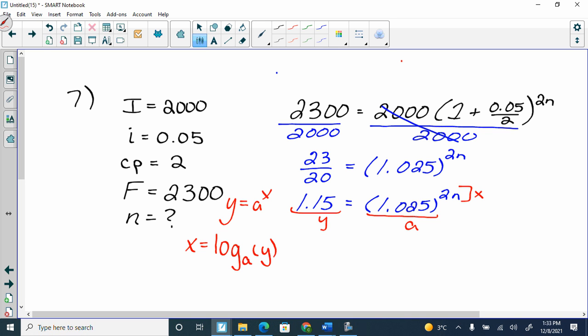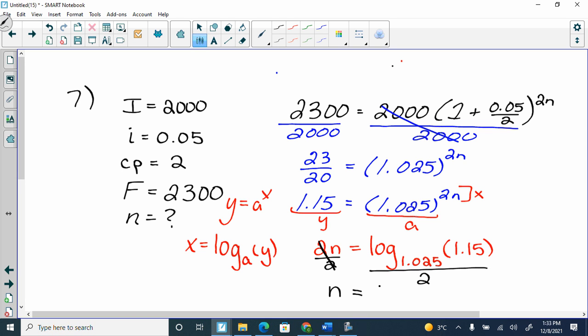So I'm going to get 2n equals log base a, which is 1.025, and then y, which is 1.15. And then I just need to divide by 2. And what does n equal? 3 years. 2.93? It was like 2.83 or whatever. So you round it to 3.